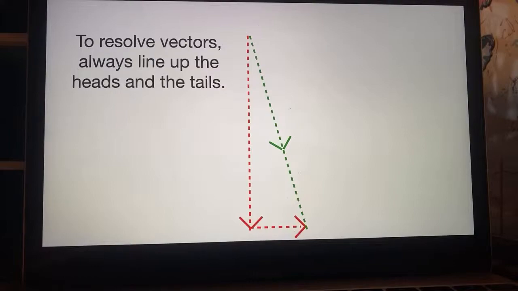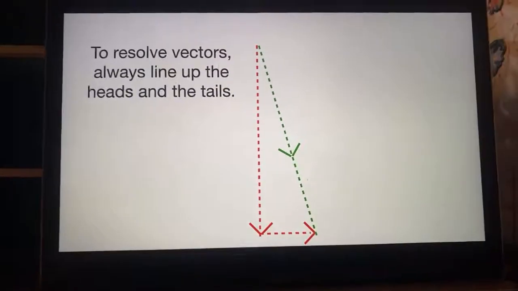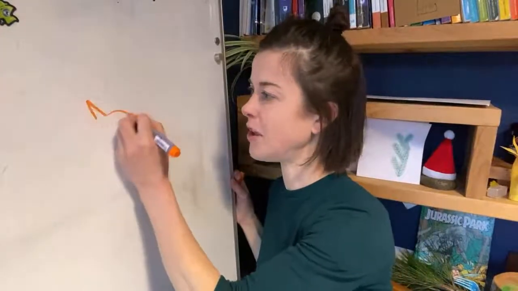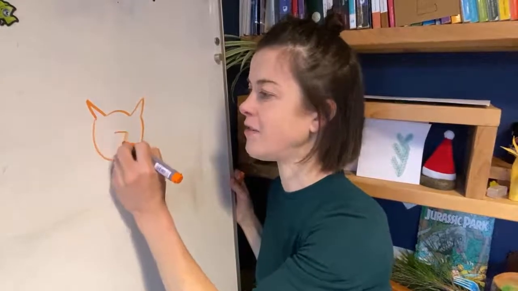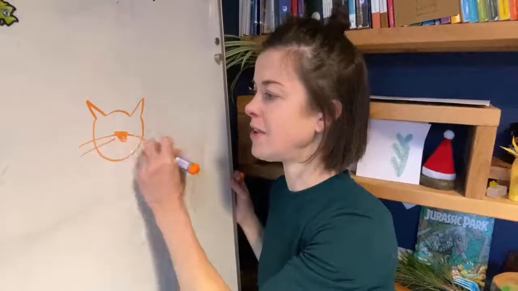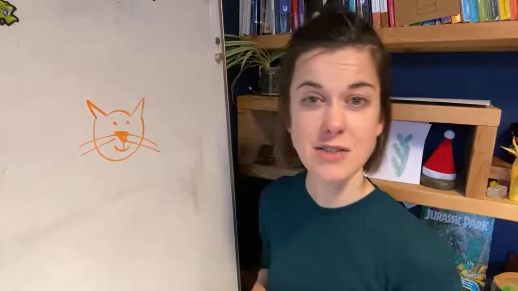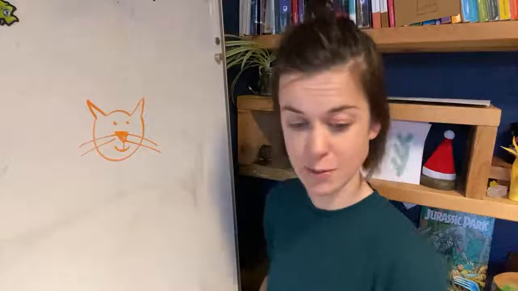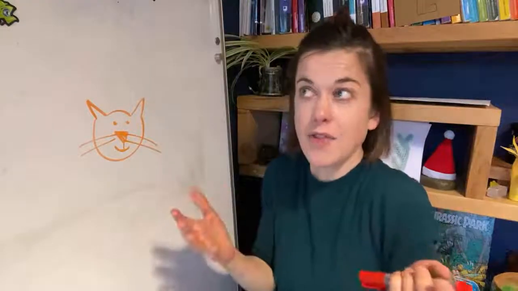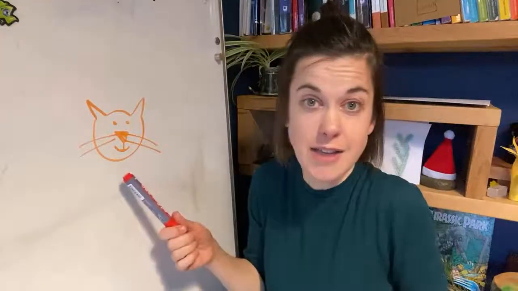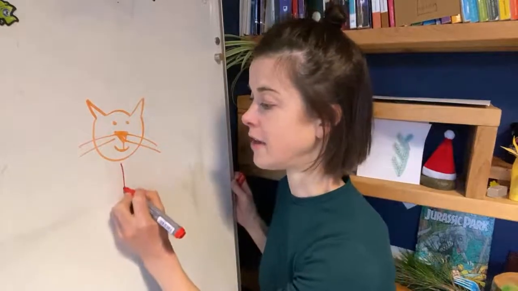So to resolve vectors, you won't necessarily always have them lined up like this for you, but you've always got to line up the heads and the tails. When I did this lesson on Facebook yesterday, I accidentally fell into using an example of just a cat's head falling through the air. It was supposed to be a whole cat, and then I couldn't be bothered to draw the whole cat. So I'm just going to stick to tradition and do that again so that you get what the people on Facebook got.